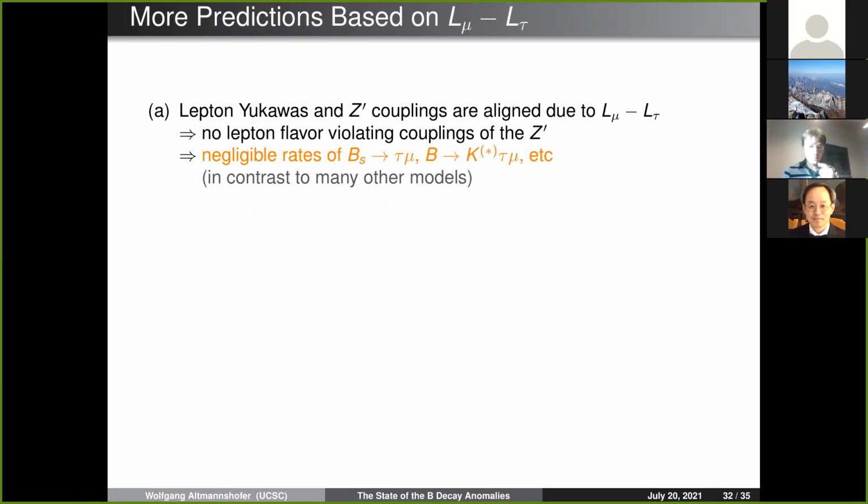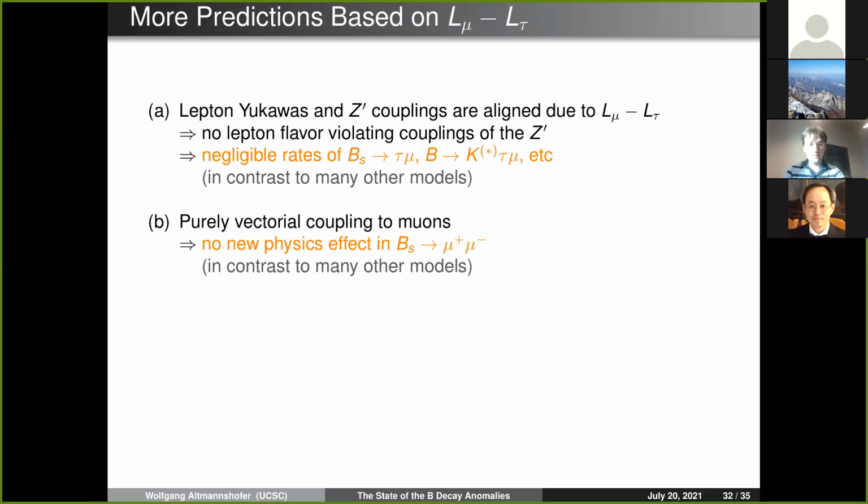A few other predictions of this model: there is no lepton flavor violation. So even though there's lepton flavor universality violation, there's no actual lepton flavor violation. Decay modes like B_s to tau mu or B to K star tau mu are negligible, in contrast to many other models that have been constructed to explain the B to K anomalies.